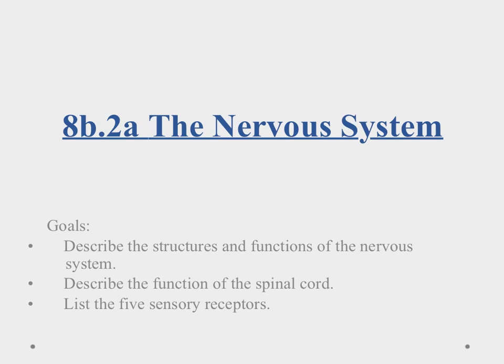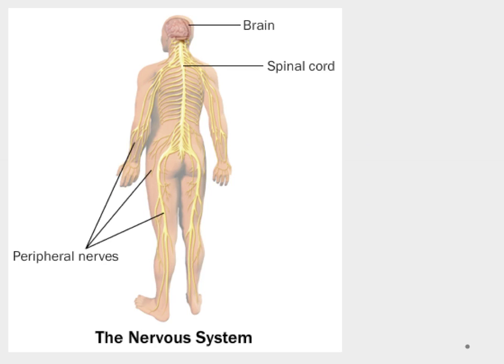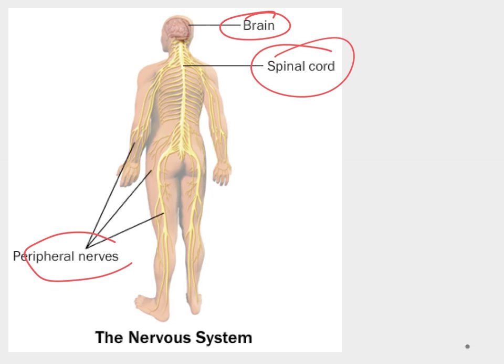In this video, we'll describe the structures and functions of the nervous system, we'll describe the function of the spinal cord, and then we'll talk about the 5 sensory receptors. So here we can see a picture of the nervous system. It has the brain and the spinal cord, as well as all of the peripheral nerves in it. And that basically makes up what the nervous system is.